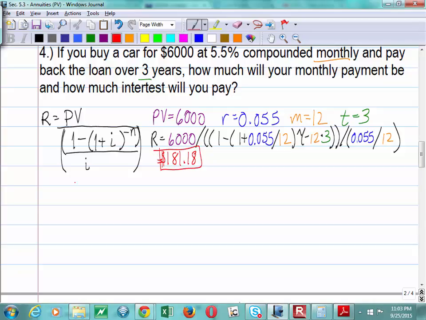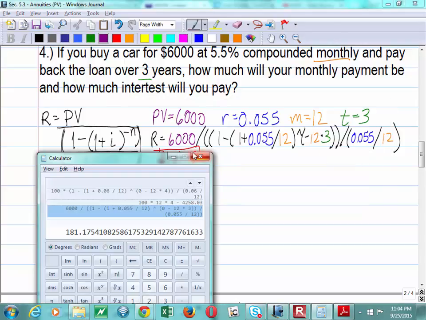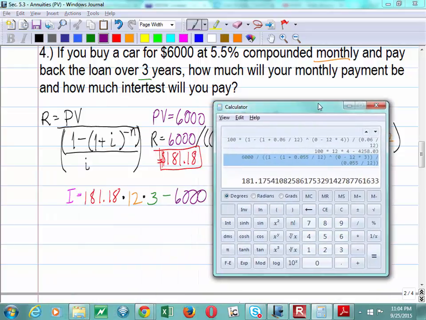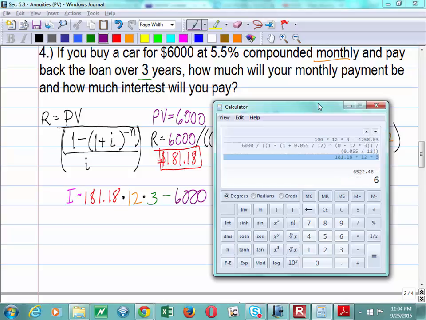And then how much interest are you going to pay? So that's going to be the amount that you total paid, which is the monthly payment, $181.18 times 12 months in a year times 3 years, minus the amount you originally borrowed, which was $6,000. $522.48.